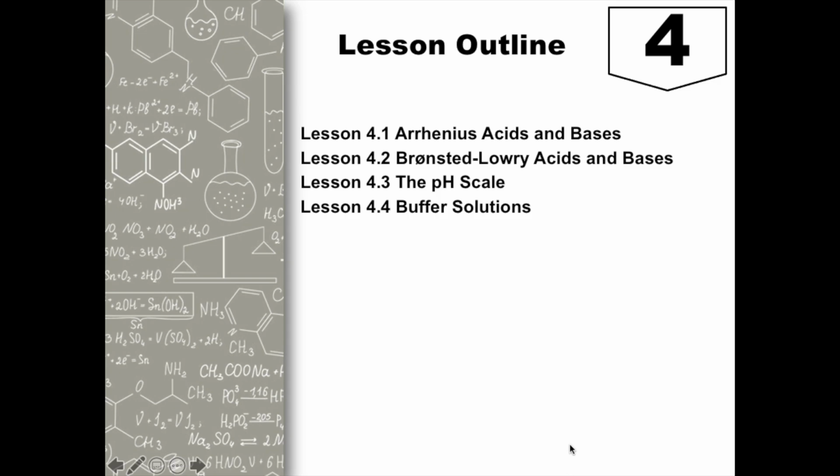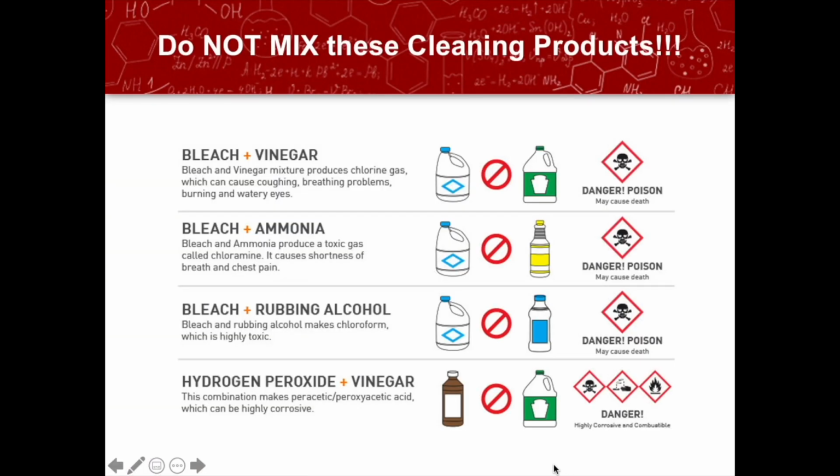But before we start our discussion, here are some of the common mistakes that we make in our households, which are mixing different cleaning products. However, we should be mindful as mixing some of them might result in poisons which can harm us. Here are some of those dangerous combinations. We have bleach and vinegar. We also have bleach and ammonia. We have bleach and rubbing alcohol, and then hydrogen peroxide and vinegar.